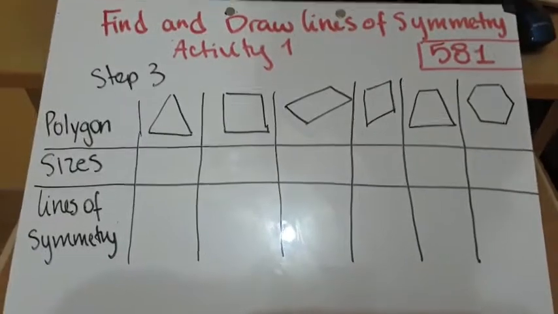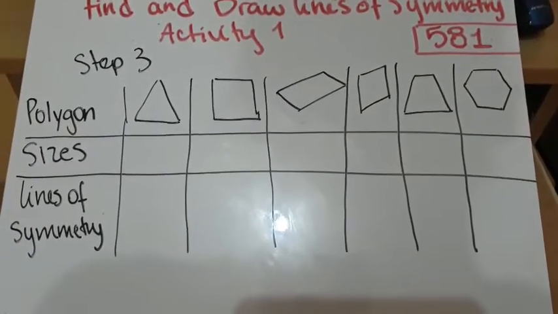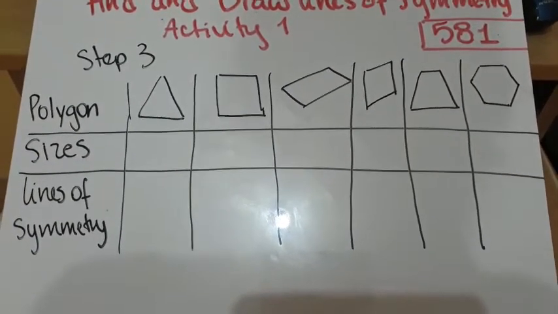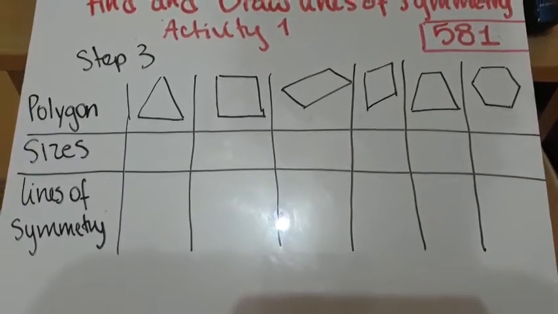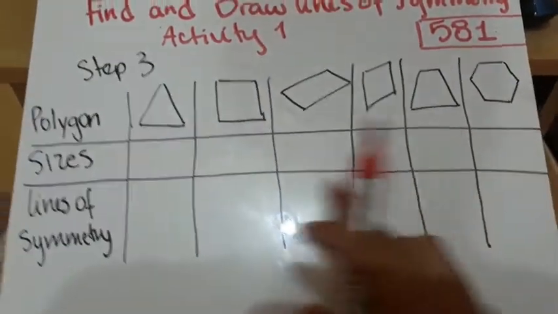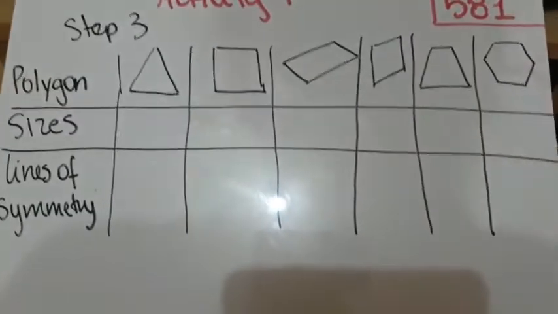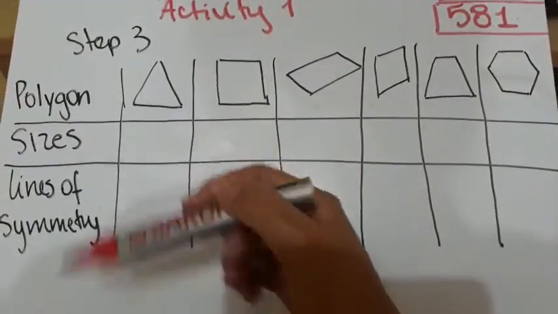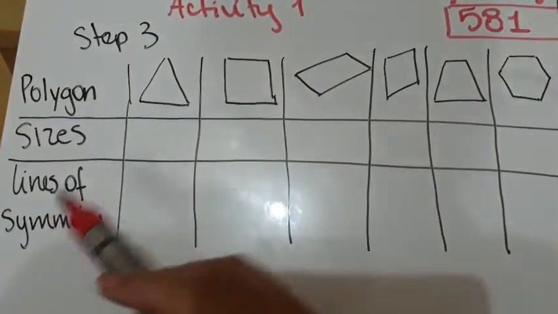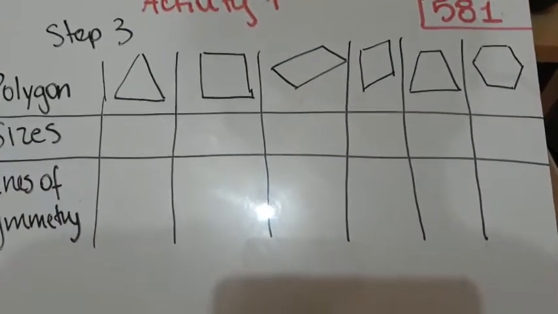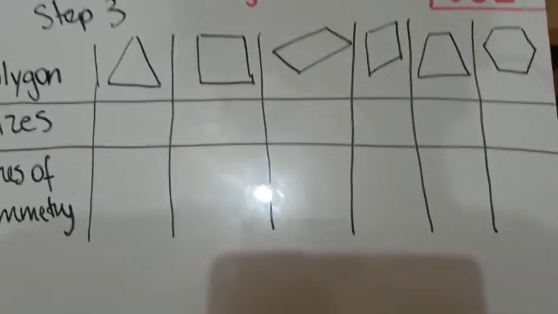Okay, so let's go to activity number 1, page 581. What are we going to do? The instruction says we are going to see the different polygons. What it means, we have different geometric shapes. We are going to find the sides and we are going to find lines of symmetry. Okay, how are we going to do this?